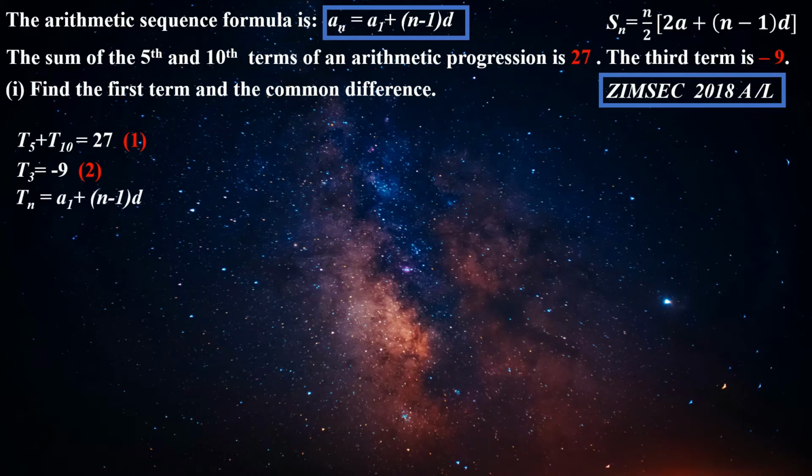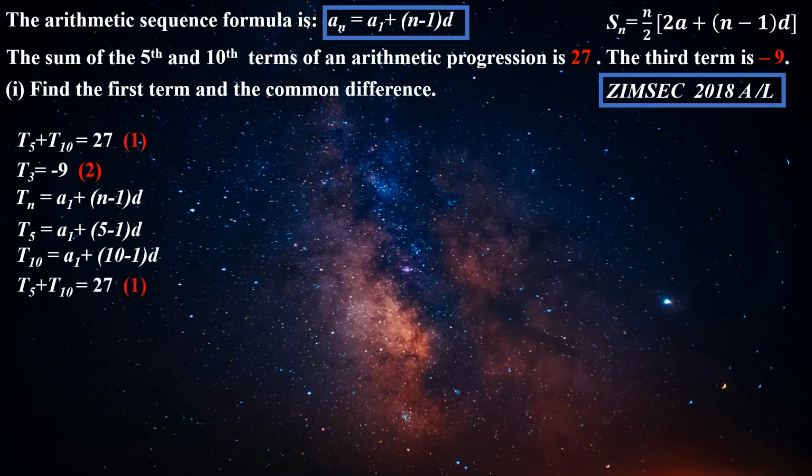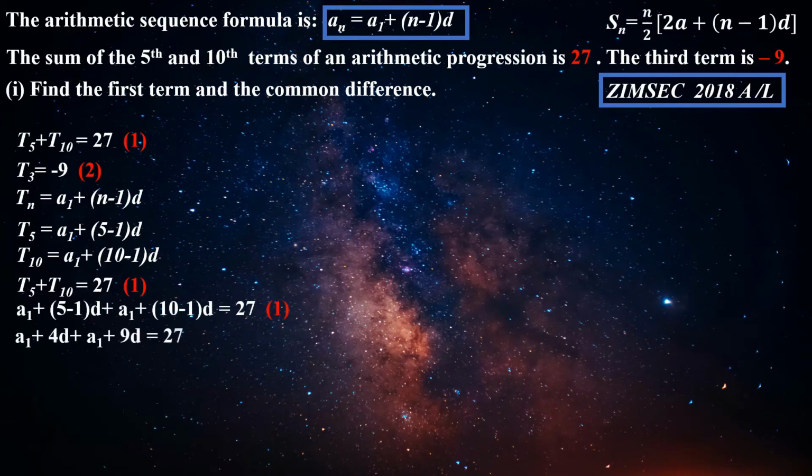So what is the formula for finding a term? We know that is a1 plus n minus 1 times d. So for T5 we can agree that it's going to be a1 plus 5 minus 1 times d, and for T10 it's going to be a1 plus, n here is going to be 10, so 10 minus 1 times d. And we have those two equations. So now we're going to use the fact that T5 plus T10 is equal to 27. We have the formula for T5 and for T10. So I'm going to call this equation 1.